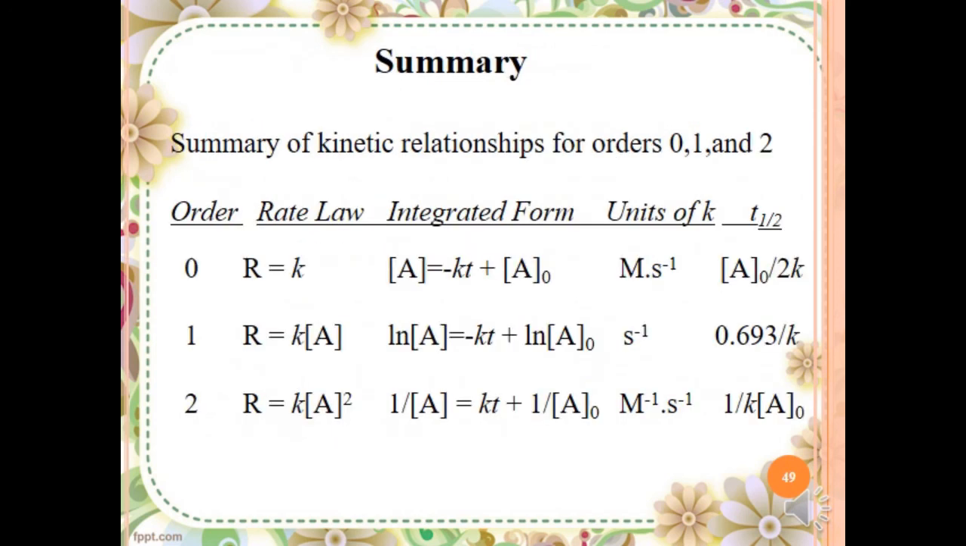So this is the summary for zero order, first order, and second order: the rate law, the integrated form, the unit of the rate constant, and also the half-life formula. So basically you have to memorize this slide. And that concludes the first part of kinetics.